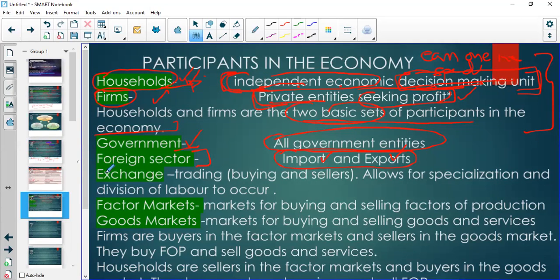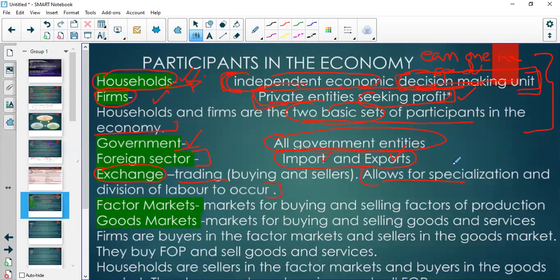And of course, because of that, there's going to be a need for an exchange because one has and the other doesn't. Okay. So exchange refers to trading. Exchange, where you have something that somebody wants, and you want that something that they have. So exchange allows for specialization and division of labor to occur.